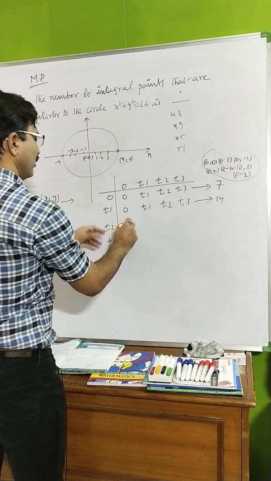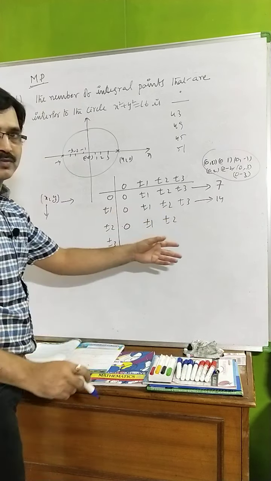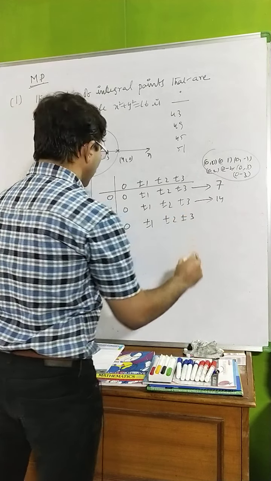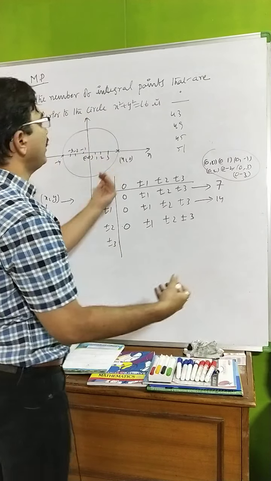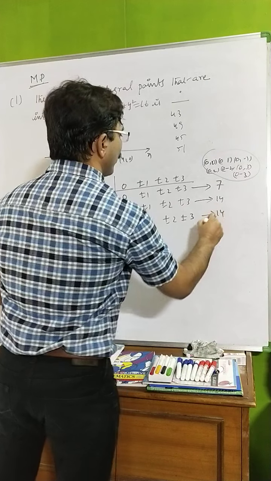Now 2, you take down. Yes, it is correct, and 1 also exists. 2 also, 2 square is 4, it also exists. 2 and 3 you take down. Yes sir, 2 and 3 also, if you take here, nothing will happen. Under root of 4 plus 9 is less than 16. Therefore it also exists. How many are there? 14.